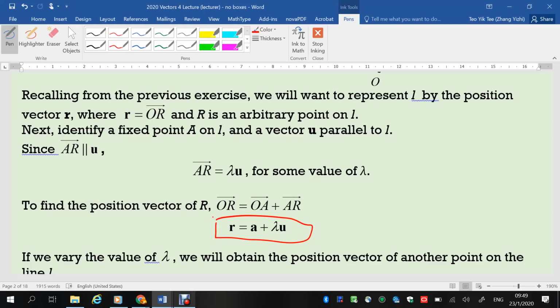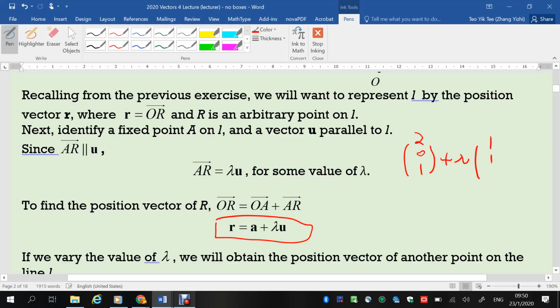So if I say that this point, the head of the projector, is (2, 0, 1). Let's say this point is (2, 0, 1). Then I want it to go in the direction of (1, 1, 1). I want it to go this way. So what I will do is plus lambda (1, 1, 1). This will represent your equation of this specific line I'm talking about.